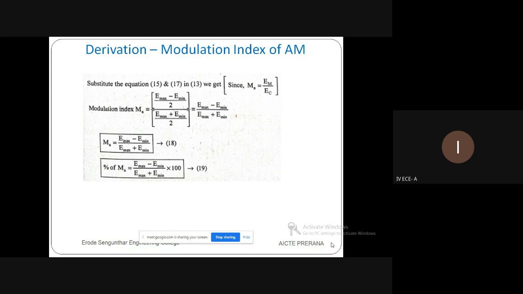And it can also be expressed as a percentage of modulation index. Percentage of modulation index is equal to E max minus E minimum divided by E max plus E minimum into 100.